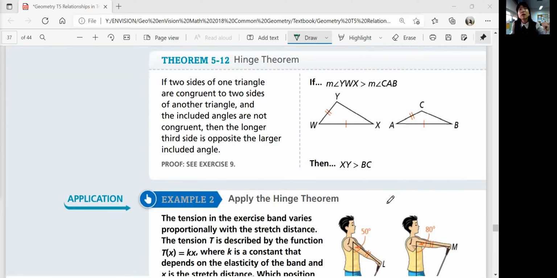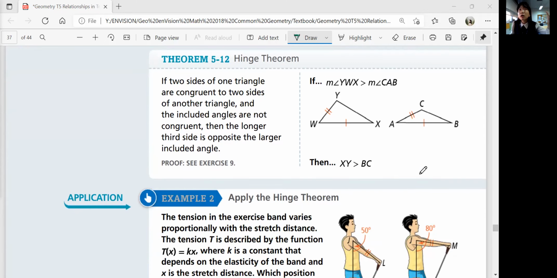Okay, so we're not trying to prove that the triangles are congruent. Just remember that we just need to know the opposite side would be greater than the other third side of the triangle if the opposite angle is greater.